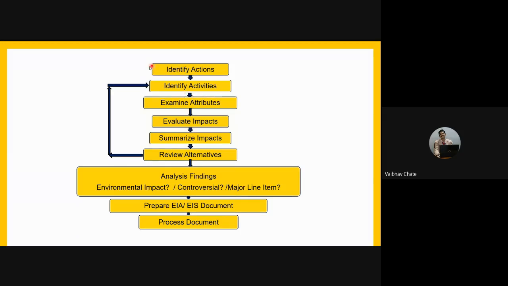So the first step is to identify the actions. That means which action is being proposed by the proponent. That is the first question. As I was saying, construction of a sugar industry and operation of the same. Initially the proponent is going to propose some hectares of land. That means he might opt for deforestation.